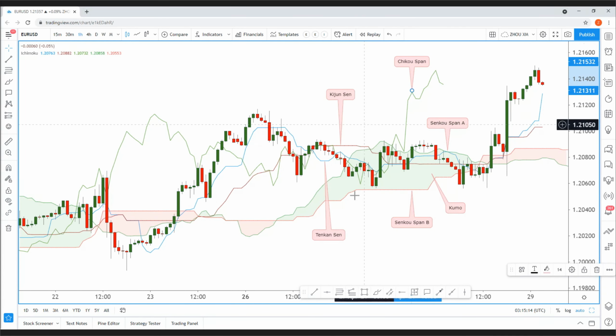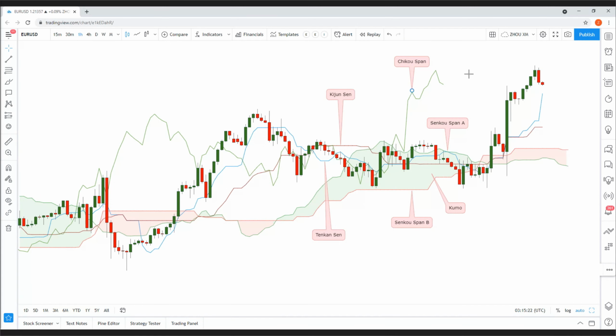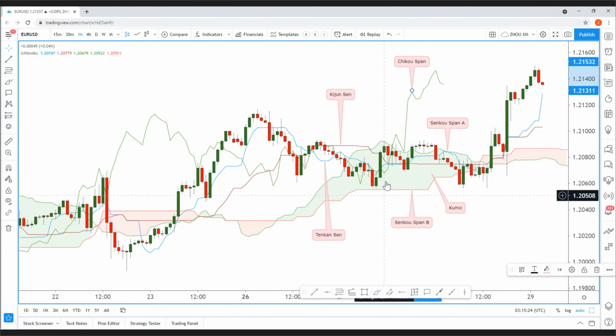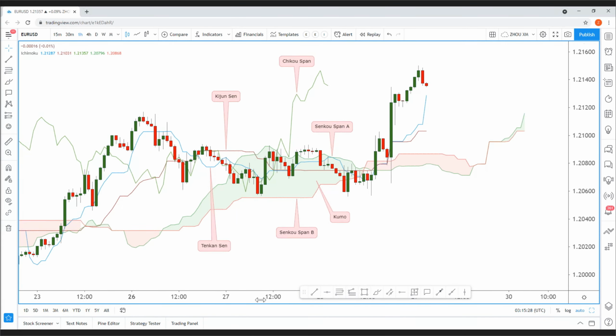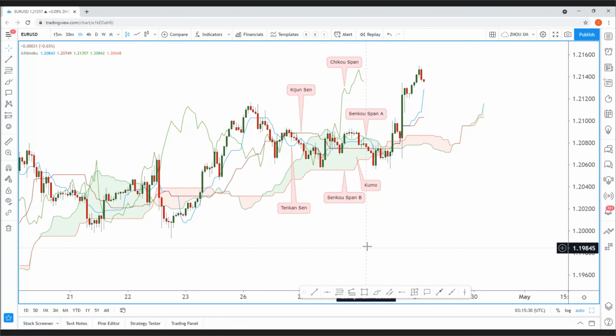Right, we have the Kijun-sen, the Tenkan-sen, Senkou Span A, leading Span A, leading Span B, the Kumo, which is the cloud, and we have the Chikou span, which is this green line here. And you can see there's a specific factor of the Ichimoku cloud, and that is that the cloud extends into the future.